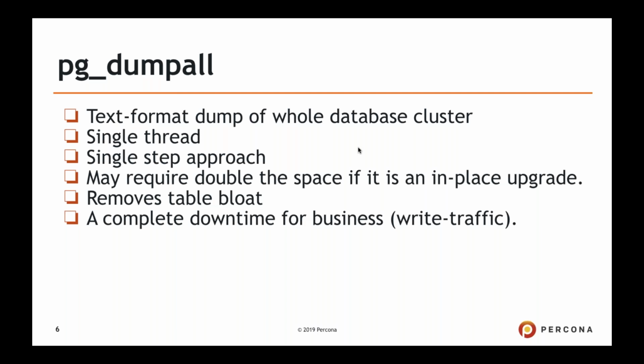And it may require double the space if you're taking a backup and again creating a new cluster and restoring that text file to that new cluster. So what you're doing in this method is taking a backup of an older version PostgreSQL, let's say 9.3 or 8.3, using pg_dumpall, and then restoring that dump file to the newer version. So this way, all the table bloat will be gone. However, it's a complete downtime for the business. So if you're okay to take downtime for writes, you can, of course, go with this approach because it's a single step approach and very easy.